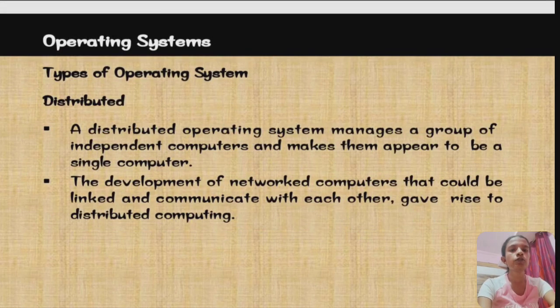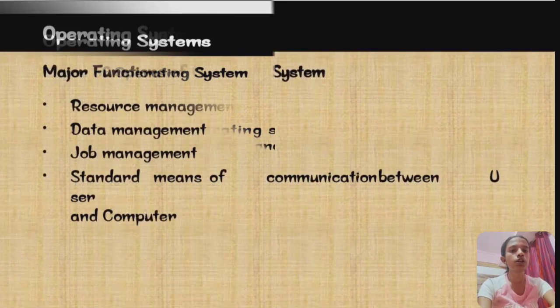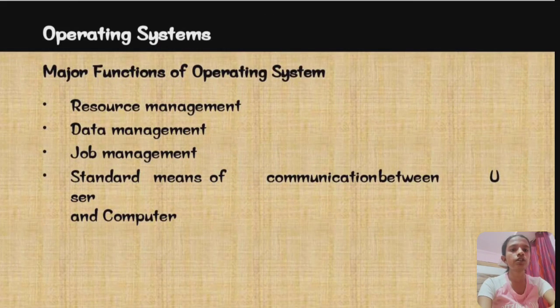Distributed. A distributed operating system manages a group of independent computers and makes them appear to be a single computer. The development of networked computers that could be linked and communicate with each other gave rise to distributed computing. Major functions of operating system are resource management, data management, job management, and standard means of communication between user and computer.